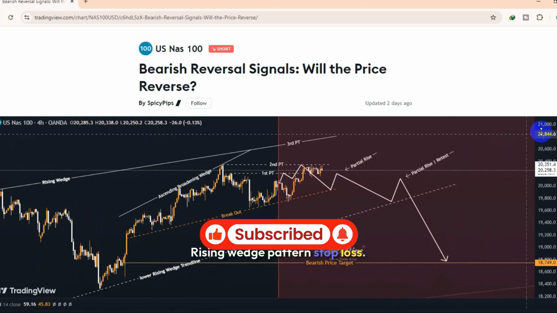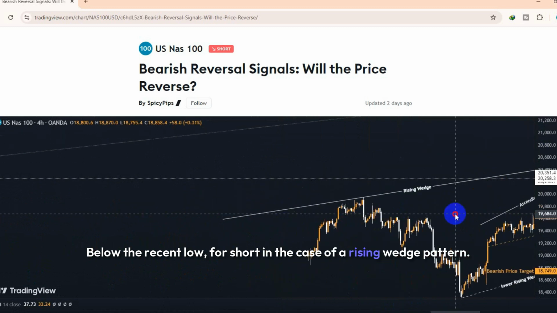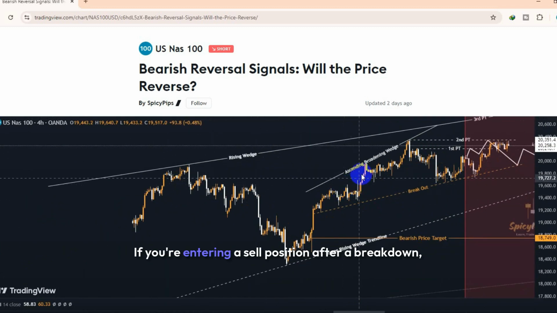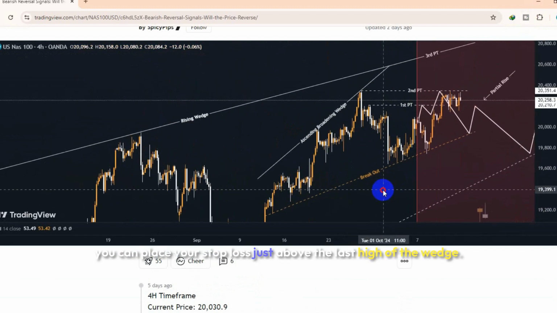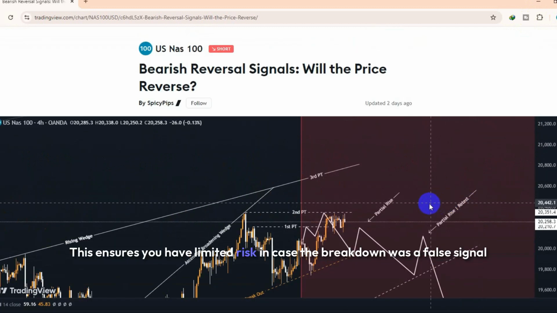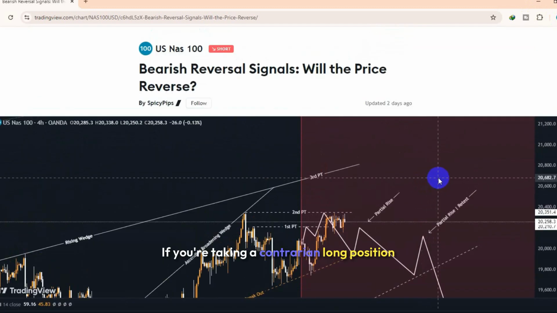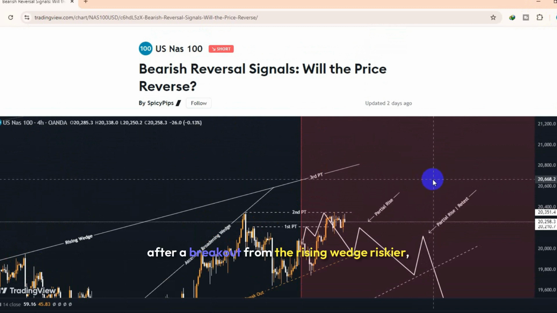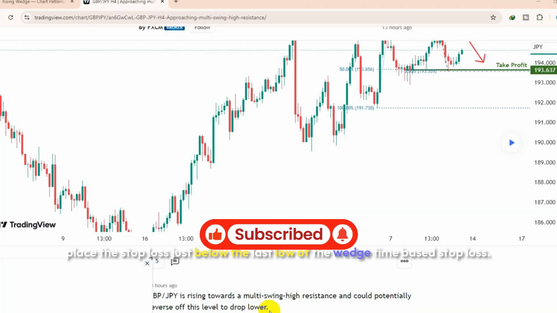Rising wedge pattern stop loss. Below the recent low. For short, in the case of a rising wedge pattern. If you're entering a sell position after a breakdown, you can place your stop loss just above the last high of the wedge. This ensures you have limited risk in case the breakdown was a false signal. Above the recent high. For long, if you're taking a contrarian long position after a breakout from the rising wedge, riskier. Place the stop loss just below the last low of the wedge.